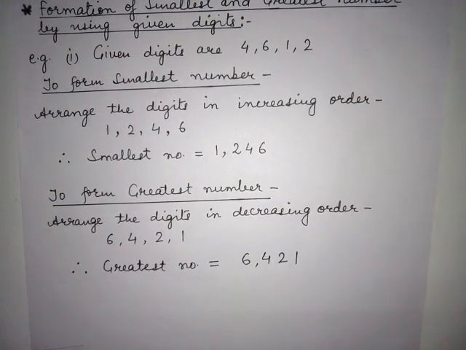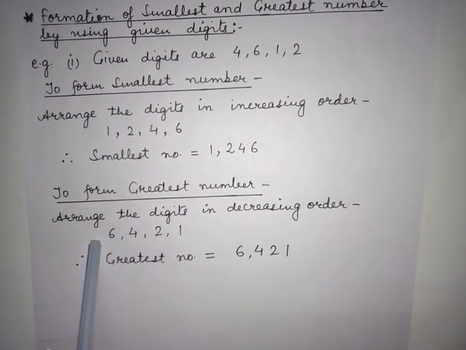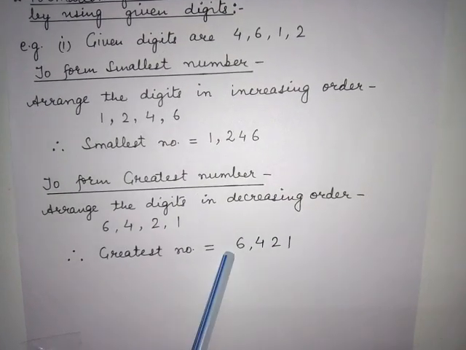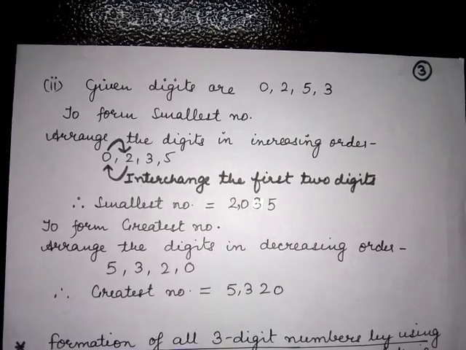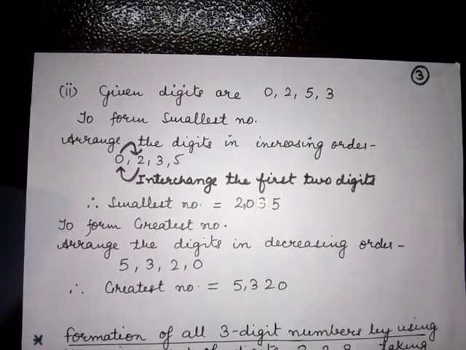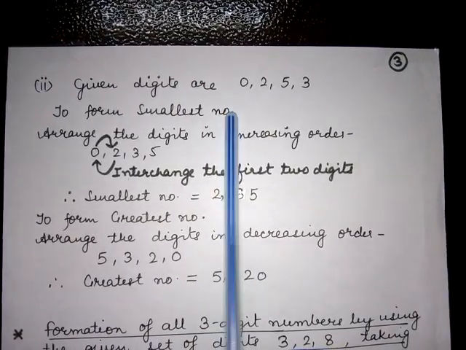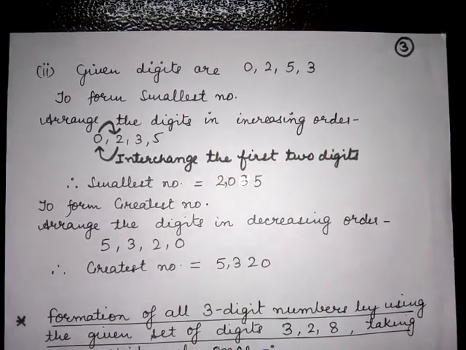Decreasing order is from bigger to smaller. So here is the order 6, 4, 2, 1. So what is the greatest number formed here? 6421. We have one more example here. In this we have these digits 0, 2, 5 and 3. So again we have to form the smallest and the greatest number.